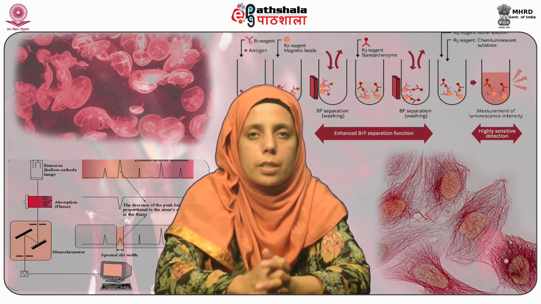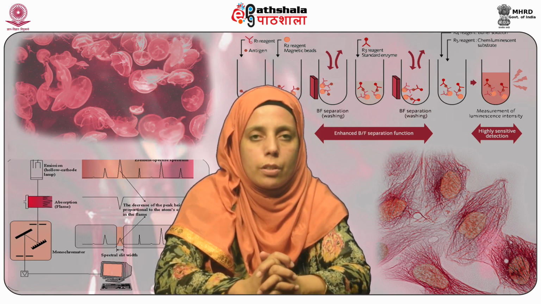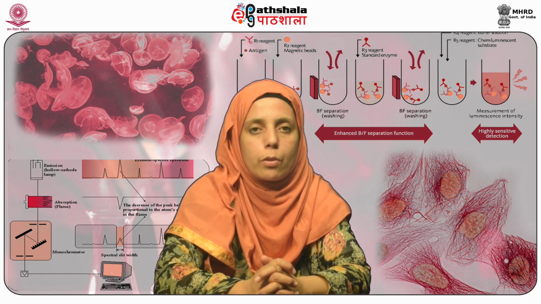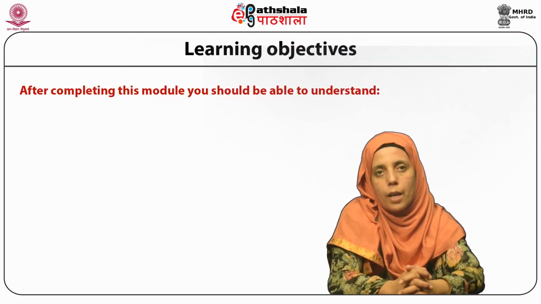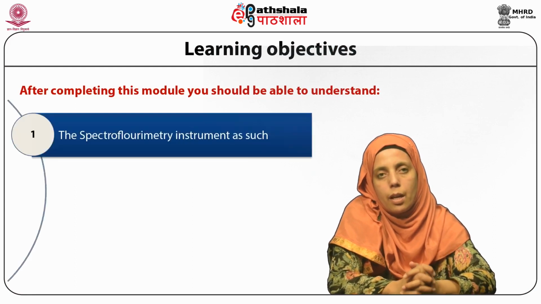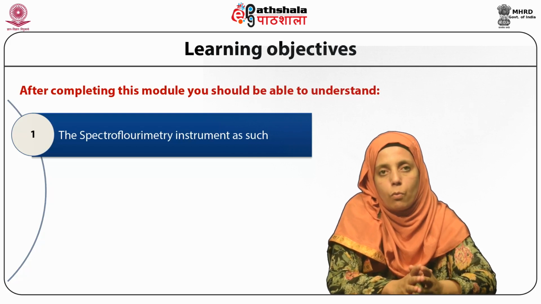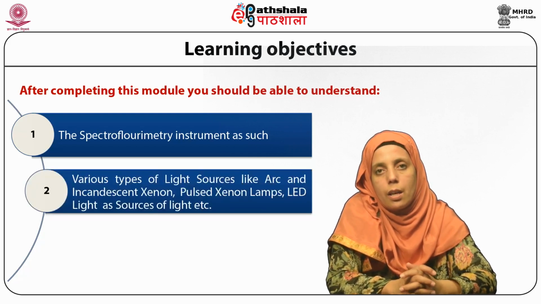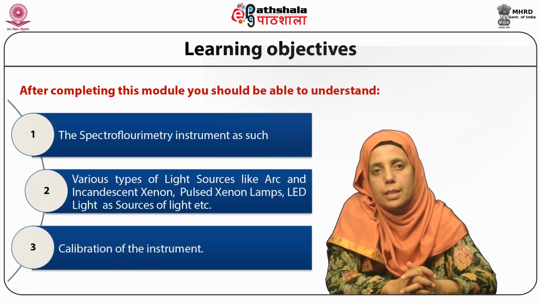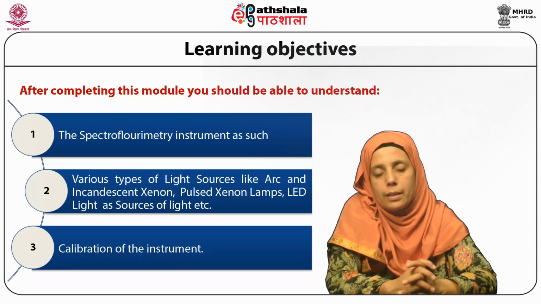Here we are going to discuss the module Instrumentation of Fluorescence Spectroscopy from the paper Atomic Spectroscopy. After completing this module, you shall be able to understand what is spectrofluorimetry, how it is measured, what type of light sources are used, what is the importance and limitation of each and every source, how the instrument is calibrated, and other methods of detection and recording.